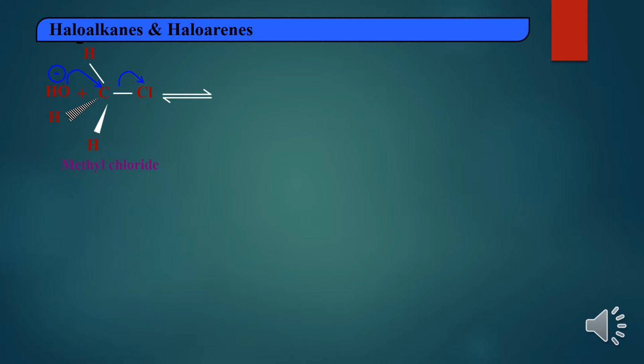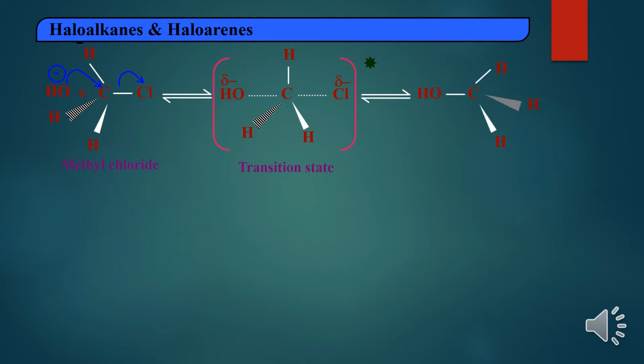In this case, a transition state is formed. Transition state means bond making and bond breaking take place simultaneously. You see OH is trying to attach to the carbon atom and Cl is getting away from the carbon atom. From the transition state, OH attaches to the carbon atom, and Cl comes out as an ion. You get methanol as the product, and the chloride ion combines with potassium as potassium chloride, the byproduct.